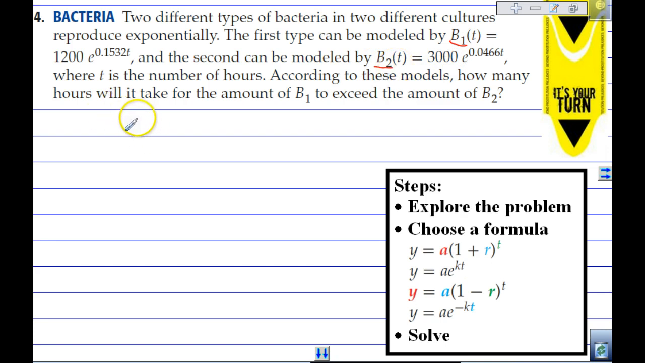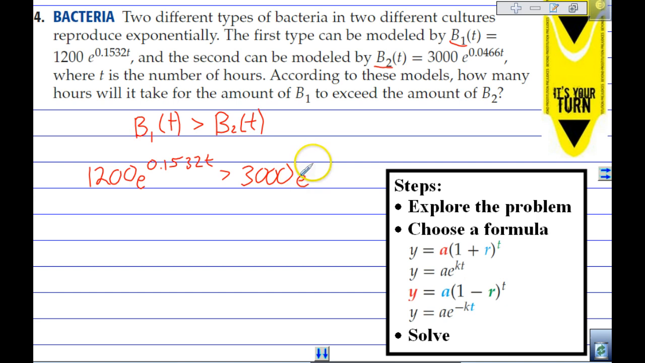So when will B1 of t be bigger than B2 of t? We just have to solve this inequality. So we have 1200 e to the 0.1532t, and that'd be bigger than 3000 e to the 0.0466t. When will that happen?